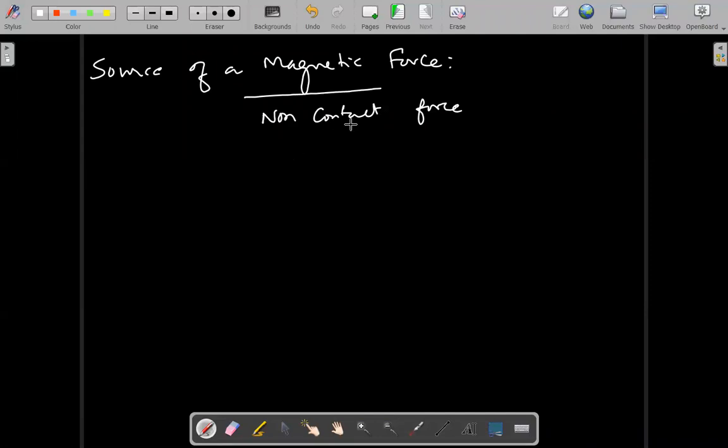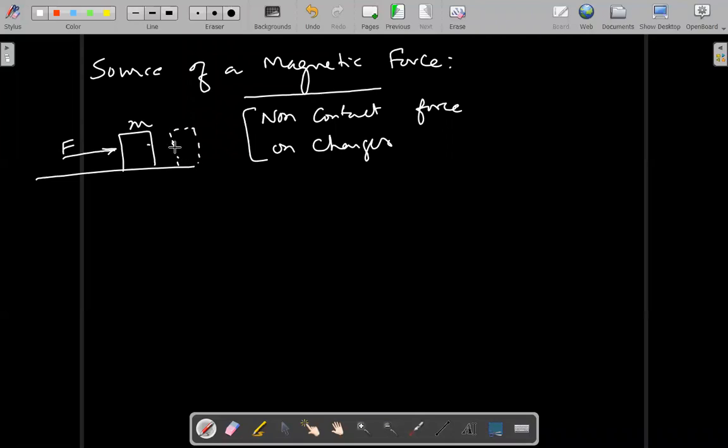Also, this non-contact force we are applying is for electric charges. What do we mean by non-contact force? In mechanics, when we want to push a mass M, you apply a force F, and then this mass will move to here. That's a contact force. A non-contact force is invisible. You don't see it. The first thing is that it is invisible.